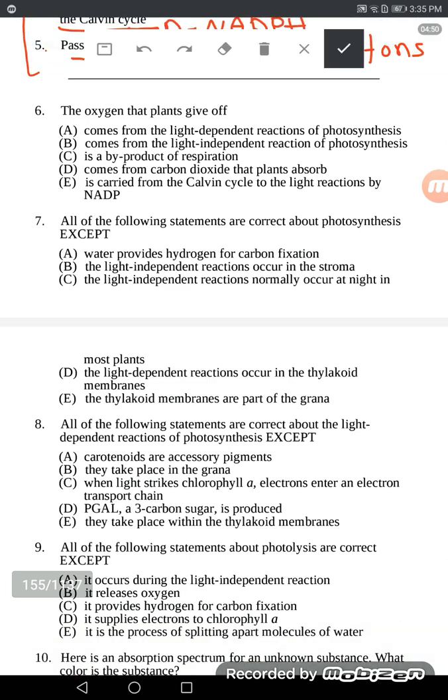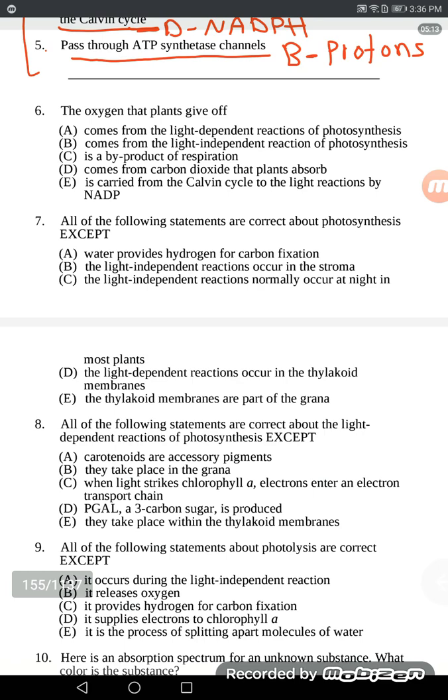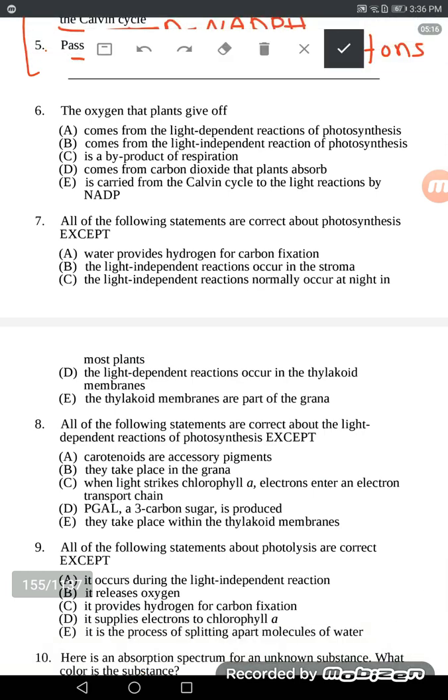The oxygen that plant gives off. A says it comes from the light dependent reaction of the photosynthesis. Yes, we said that it is true, but we have to read the other choices. B says it comes from the light independent reaction of the photosynthesis process. This is not true.